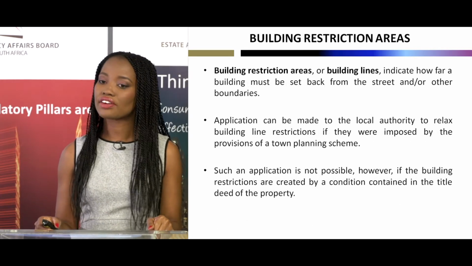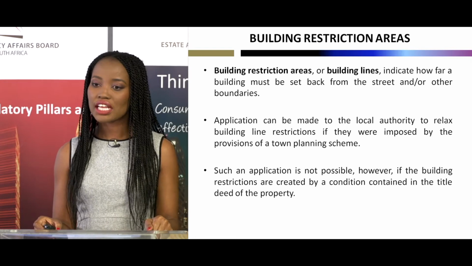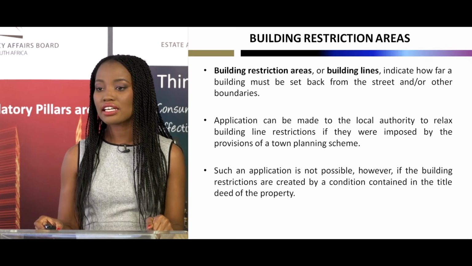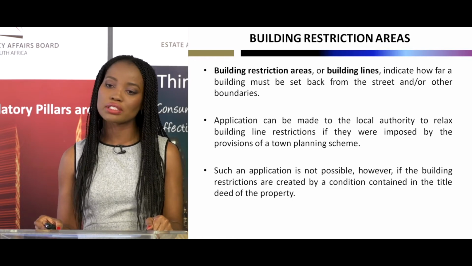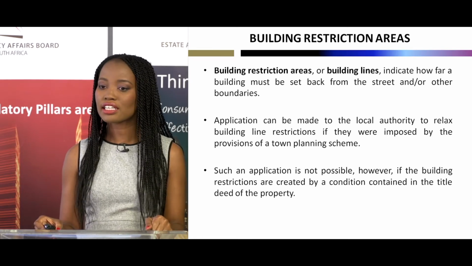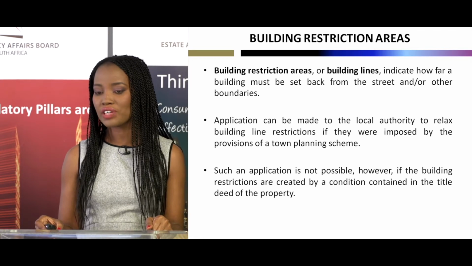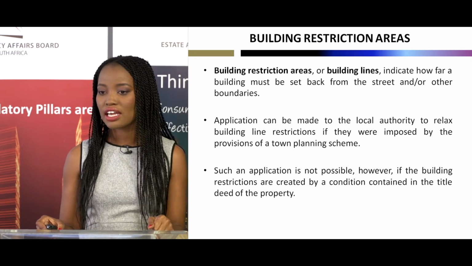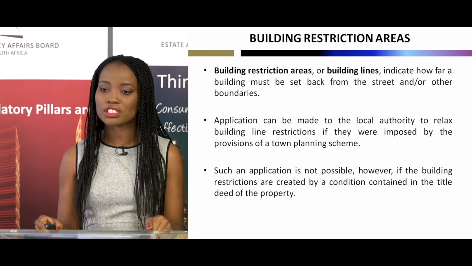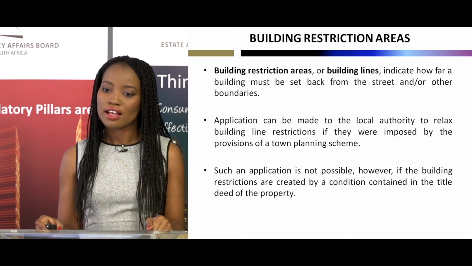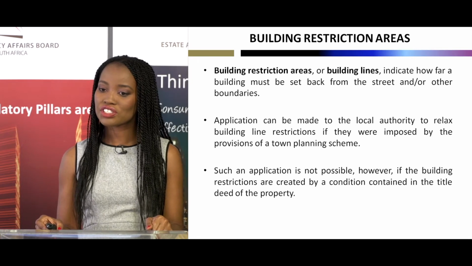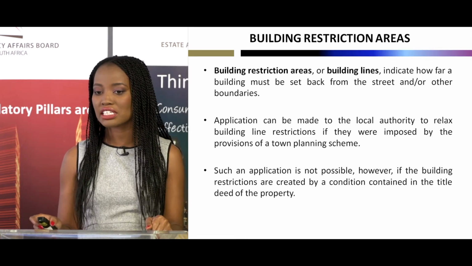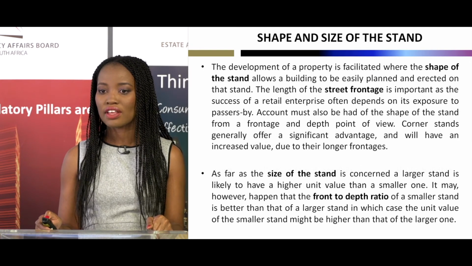Building restriction areas. Building restriction areas or building lines indicate how far a building must be set back from the street and/or building boundaries. Application can be made to the local authority to relax building line restrictions if they were imposed by the provisions of a town planning scheme. Such an application is not possible, however, if the building restrictions are created by a condition contained in the title deed of the property.